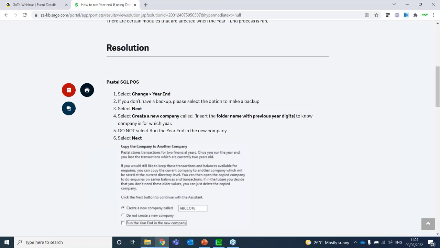2021-2022 year. And the company that you had open, so mine was year NP. Year NP will be the company you always run the year end. It will move from 2021-22 to 2022-23.